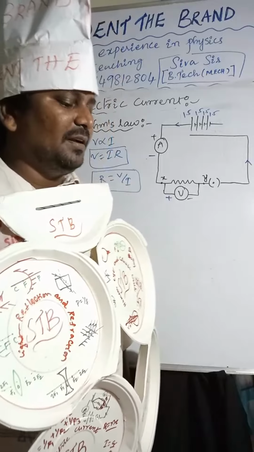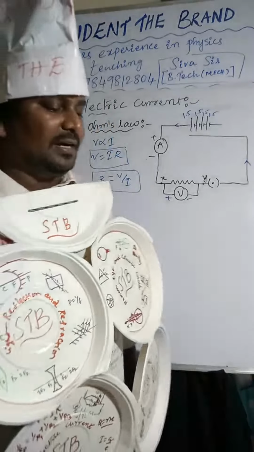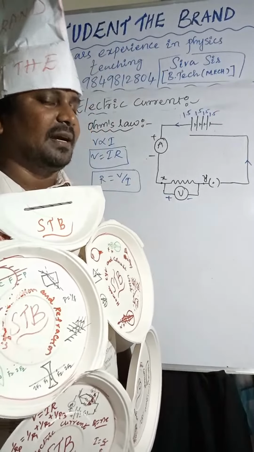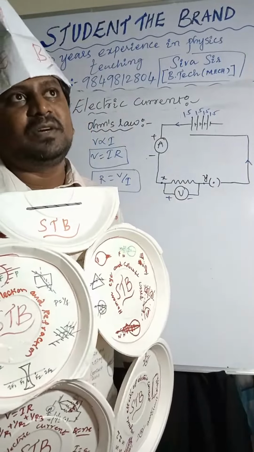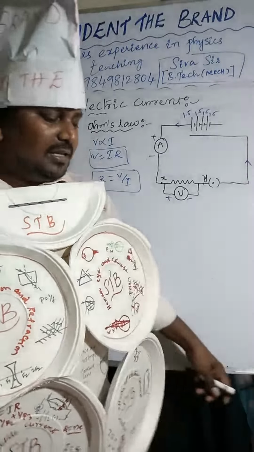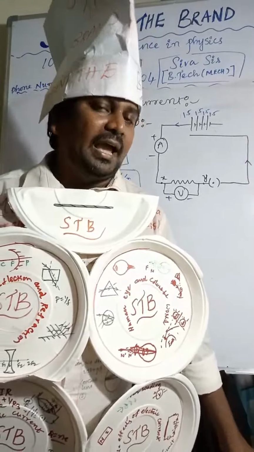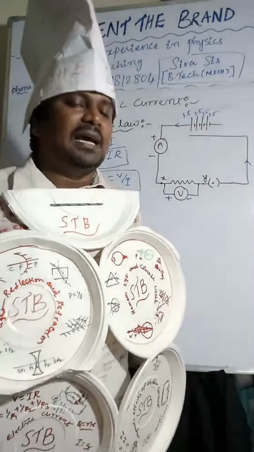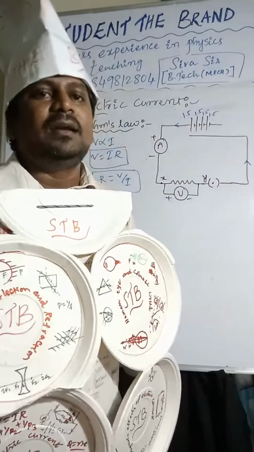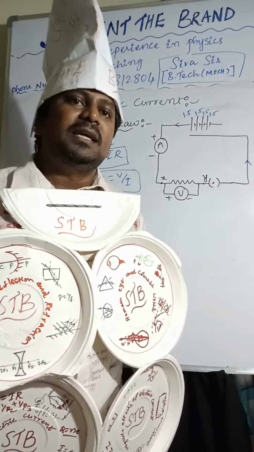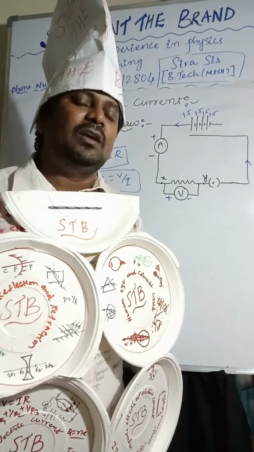The potential difference across the ends of the given metallic conductor is directly proportional to current flowing through it. V is directly proportional to I, V equal to IR.